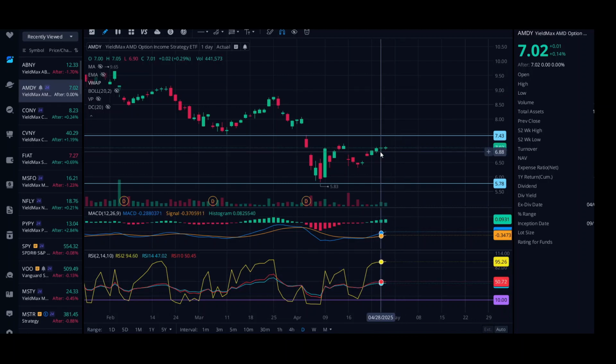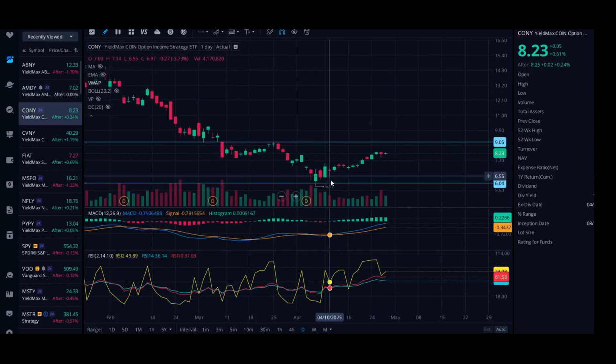But we'll see if we can get up to that 7.43 and hopefully break that, because if not, then we're going to be moving right back into this little trading zone right in here. The average distributions for AMDY here, we've got a 27, 25, and a 38. So roughly around 28 cents for the distribution on AMDY.